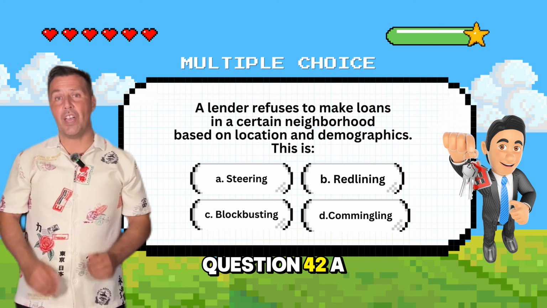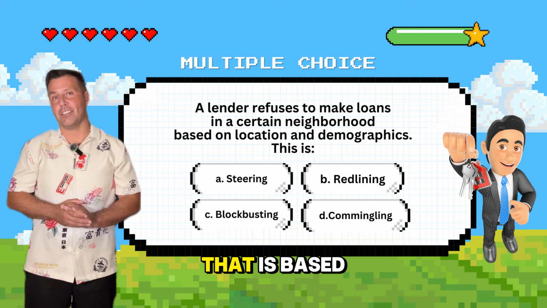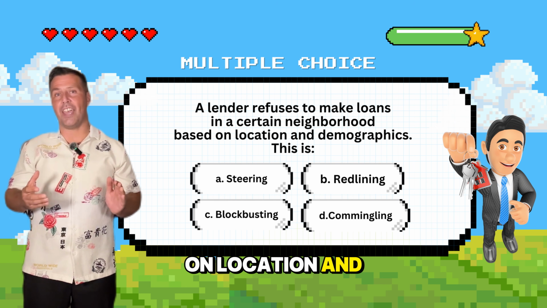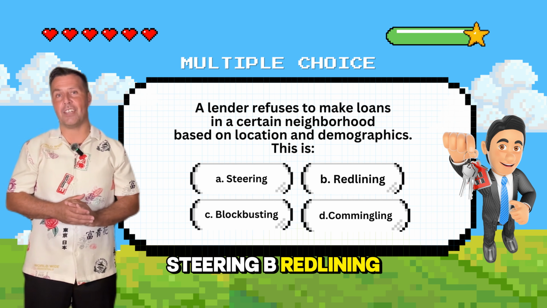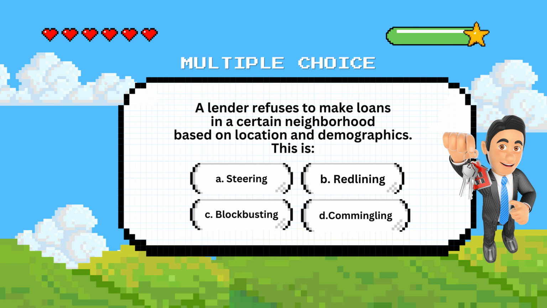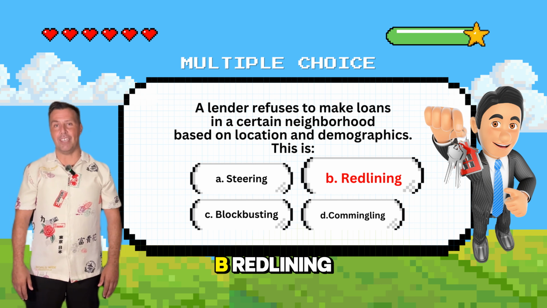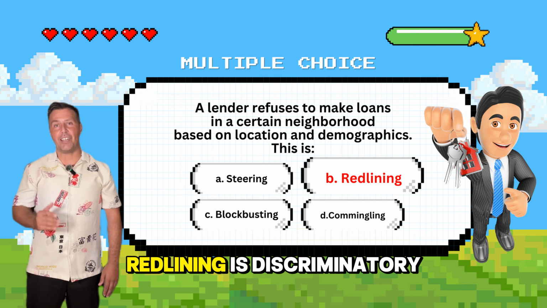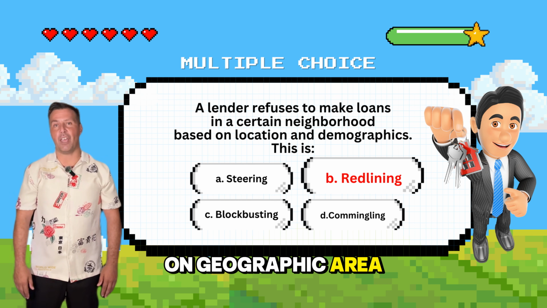Question 42. A lender refuses to make loans in a certain neighborhood based on location and demographics. This is A, steering, B, redlining, C, blockbusting, or D, commingling? The answer is B, redlining. Redlining is a discriminatory lending practice based on geographic area.